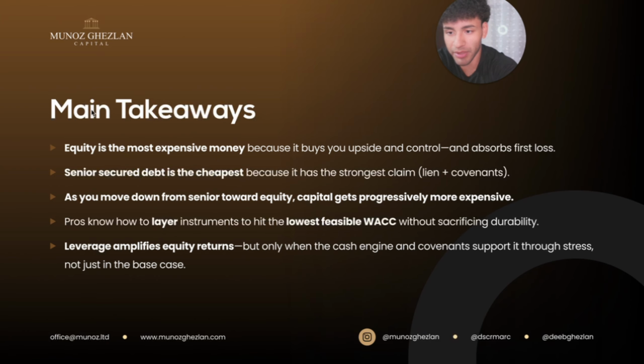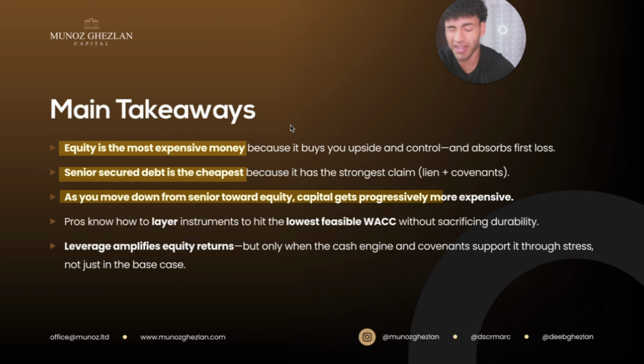We're wrapping up here, just some main takeaways. Equity is the most expensive form of money because it buys you upside, profit share, and control, but you're the first to absorb any losses. Senior debt is the cheapest form of money because it has the strongest claim, it has the first lien, but it also has the lowest interest rate. As you move down the capital stack from senior debt towards equity, capital gets progressively more expensive.